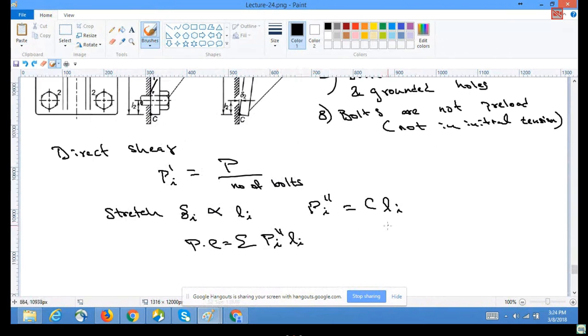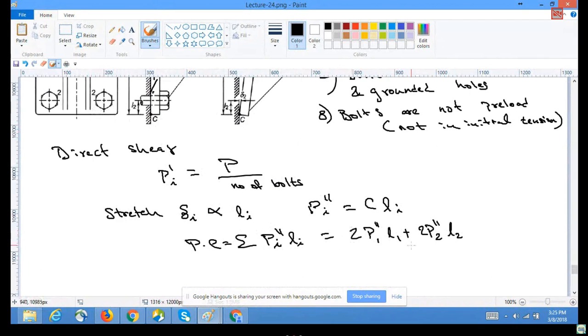So since in this case we have 2 bolts at the second location and 2 bolts at the upper location, we can write this as 2 times P1 double dash L1 plus 2 times P2 double dash L2, because we have 2 bolts at the second location and 2 bolts at the top.